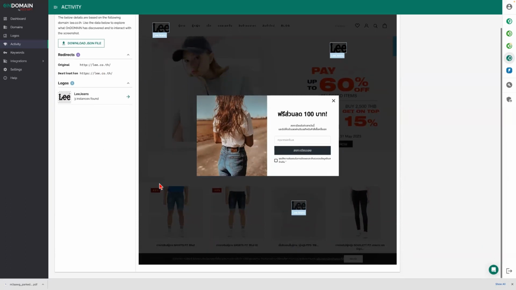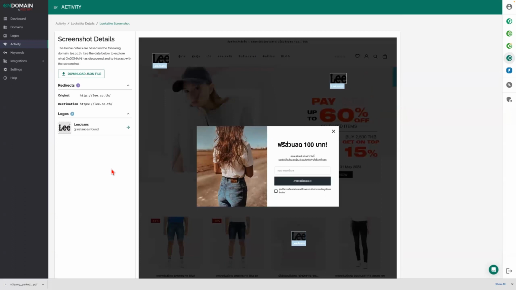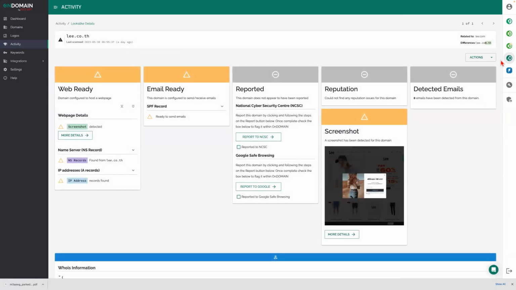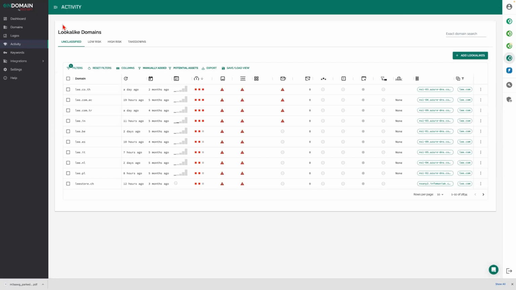So I would say it's very likely that this is actually a domain that's owned by the company, by Lee Jeans. And we can simply classify it here once we've taken a look at this as low, high risk, or in this case, we'd add it to our domains that are on here. And if it was really bad, we could even mark it directly for takedown. There's an integrated takedown service that I'll cover more into here.